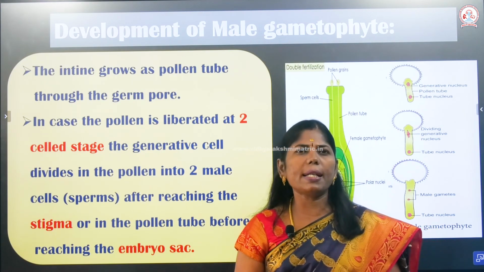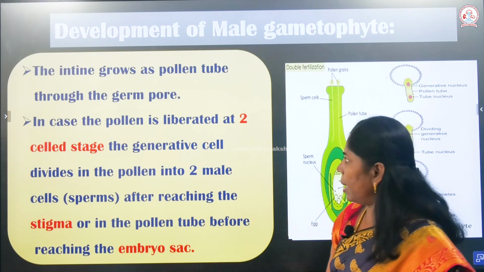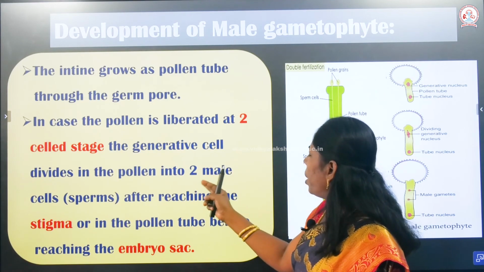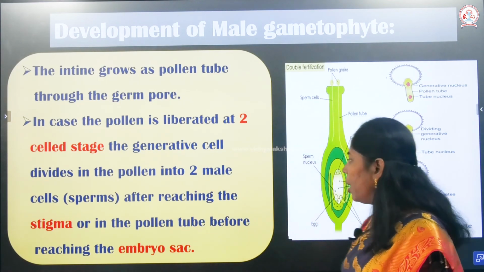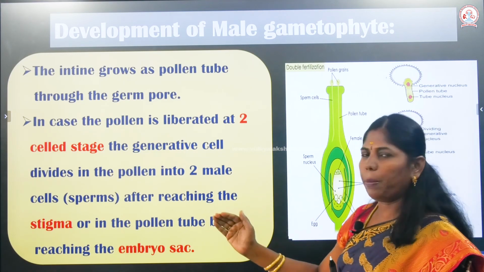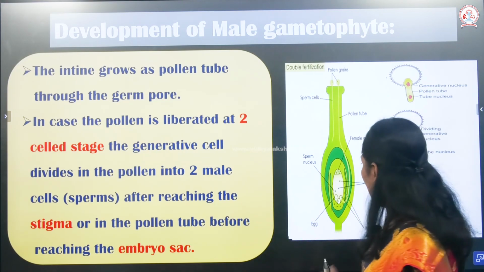In case the pollen is liberated at the two-celled stage, the generative cell divides to form two male gametes. We have already explained this. The two male gametes must be formed before reaching the embryo sac.